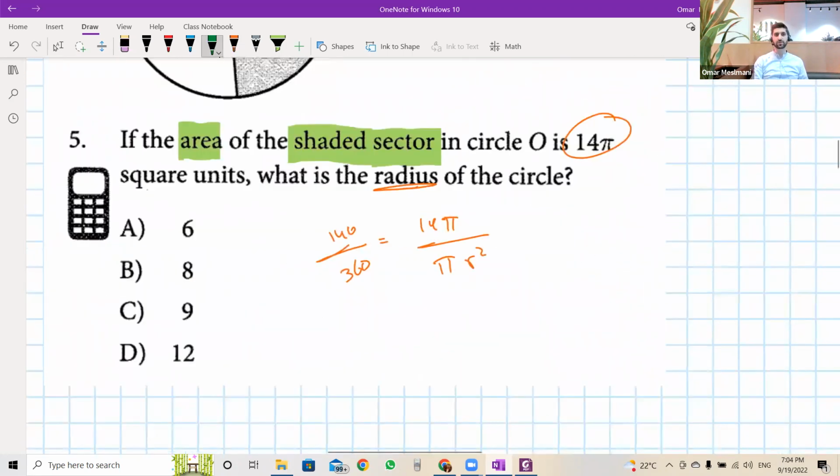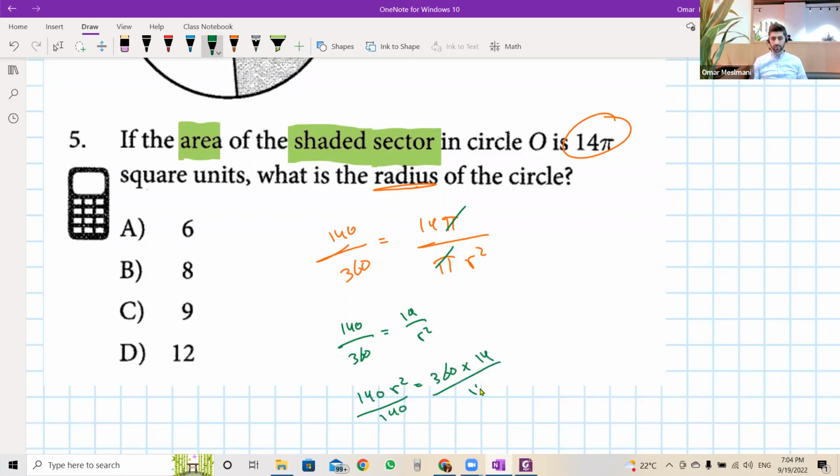Next, let's cancel the pi with the pi. I have 140 over 360 equals 14 over r squared. Cross multiplication gives 140 r squared equals 360 times 14. Then I will divide by 140. I don't even need a calculator: 14 divided by 140 is a tenth, and 360 over 10 is 36. So r squared equals 36, and the radius r is equal to 6. Answer A.